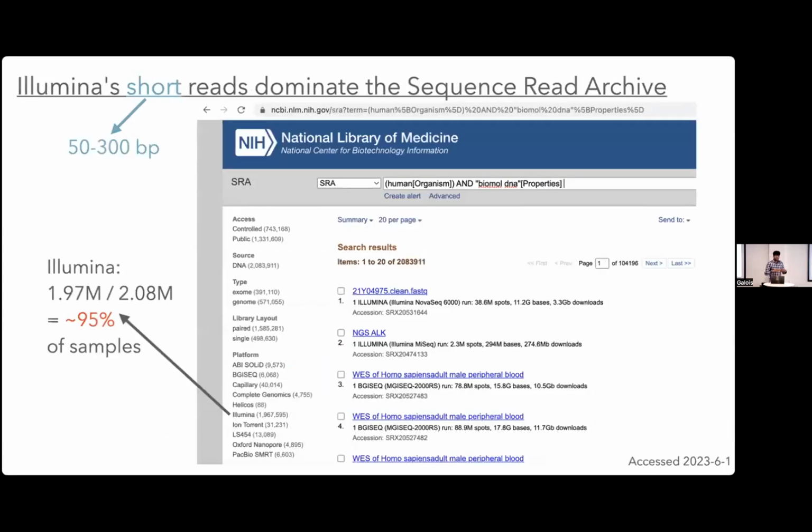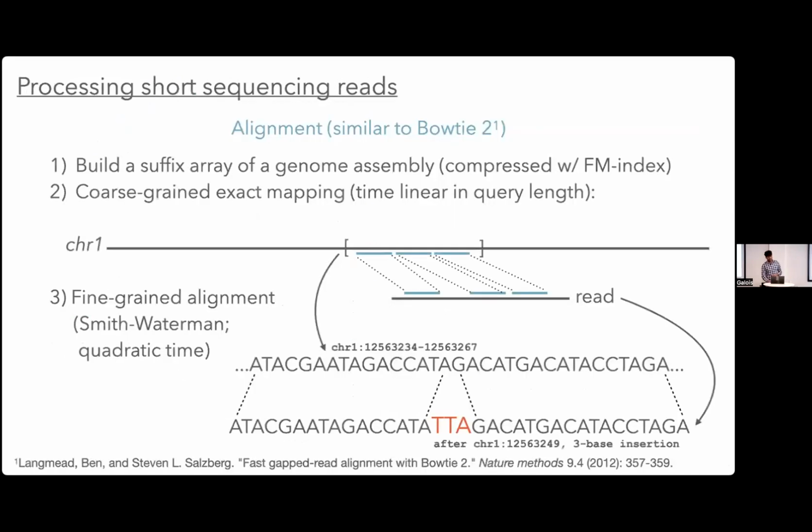And if you visit the Sequence Read Archive website and search for human DNA sequencing data, you'll find that roughly 95% of samples are Illumina short reads, okay? So if short reads are most of the reads on these public archives, and short reads are bad for genome assembly, how are you supposed to analyze them? The answer is alignment. We align these reads to pre-existing genome assemblies, like those released by the Genome Reference Consortium.